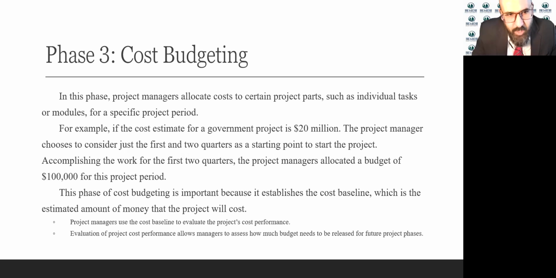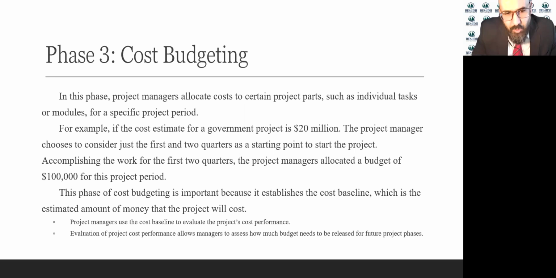So this is allocating. The difference between cost estimation and cost budgeting is that cost estimation is just on paper, what you're expecting to have as a cost for that project. However, budgeting is allocating the money, giving the money to the team, saying, okay, here's the 100,000, go start your first and second quarter phases.